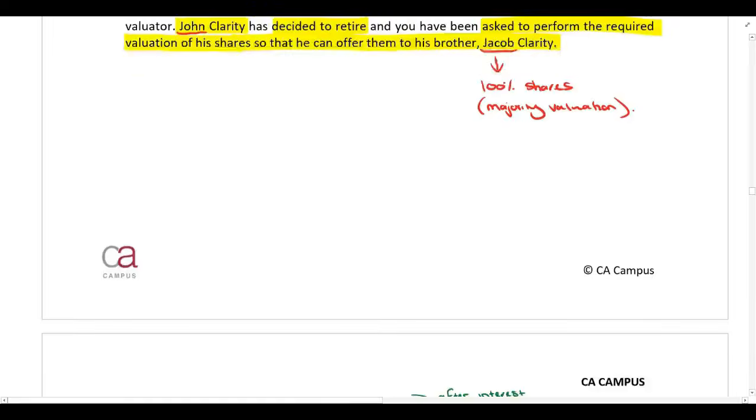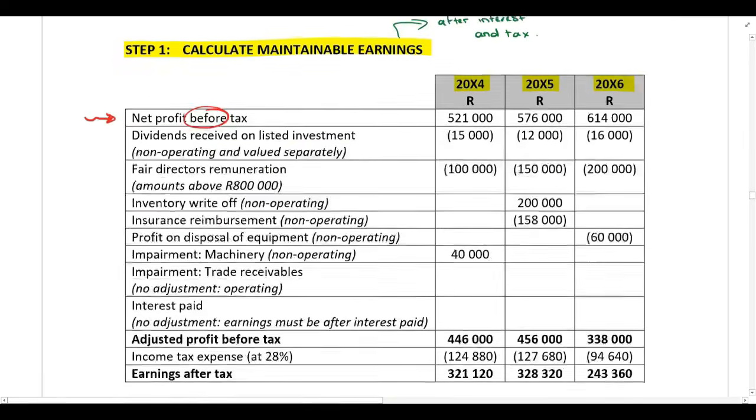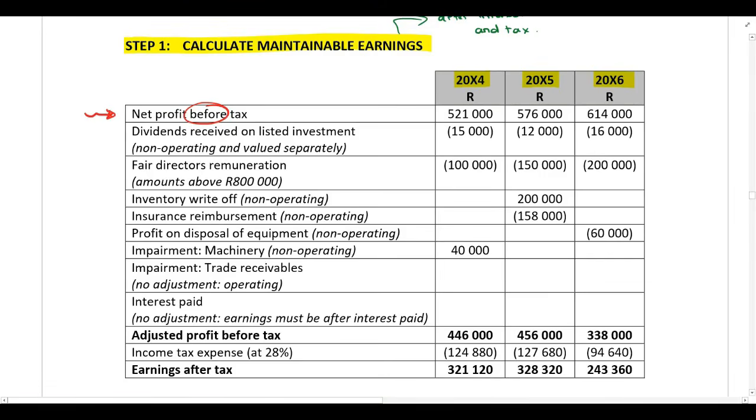So if we look at the solution, we start with profit before tax, and then the dividends on the listed investment are excluded from profit before tax because this is a non-operating asset that we will value separately.